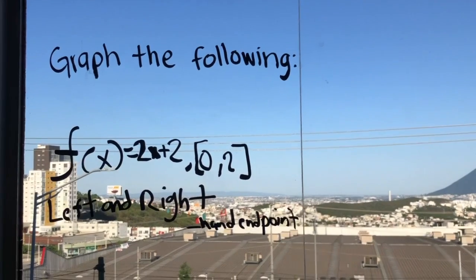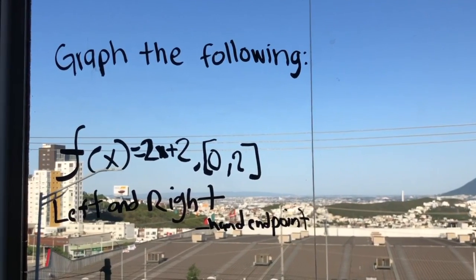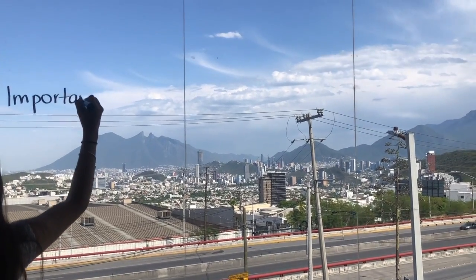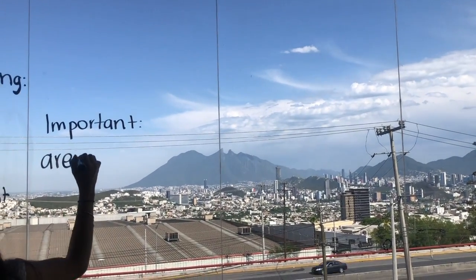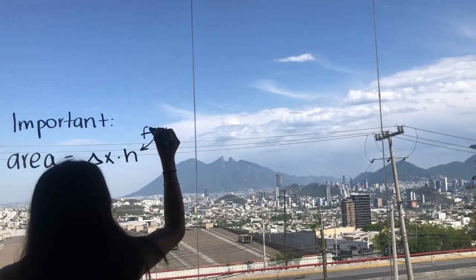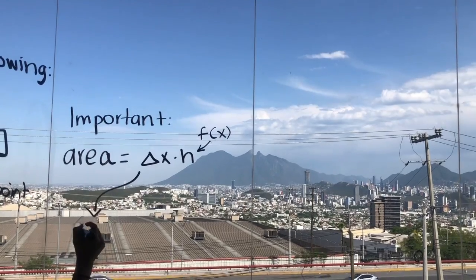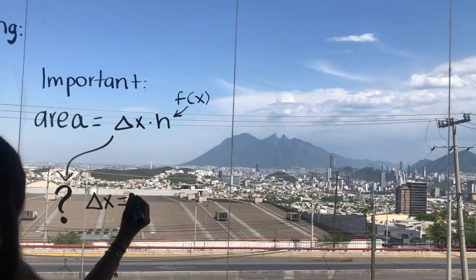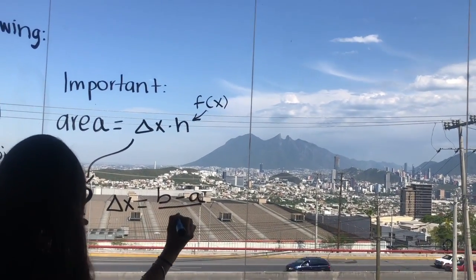We have the following function, f of x equals 2x plus 2, on the interval from 0 to 2. It is important to remember how to get the area. The area is equal to delta x times the height. The height is equal to f of x. So how do we get delta x? Well, delta x is equal to b minus a over n.